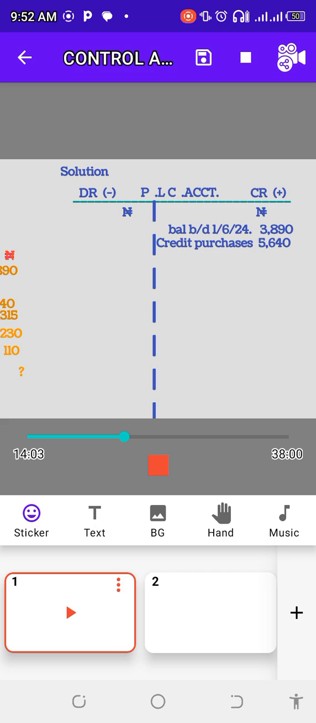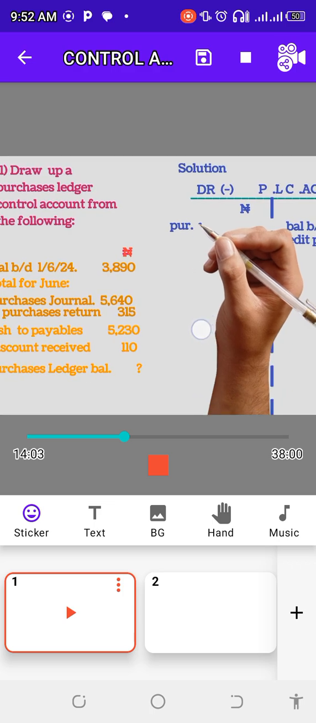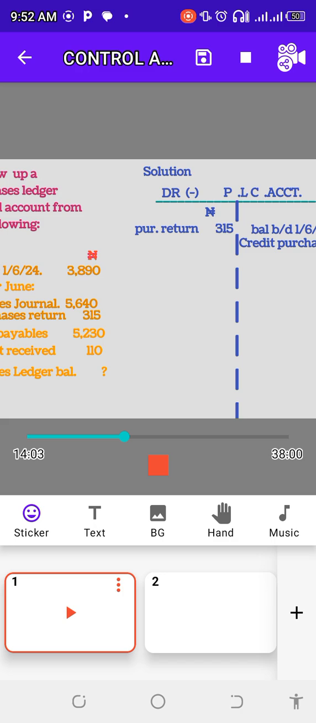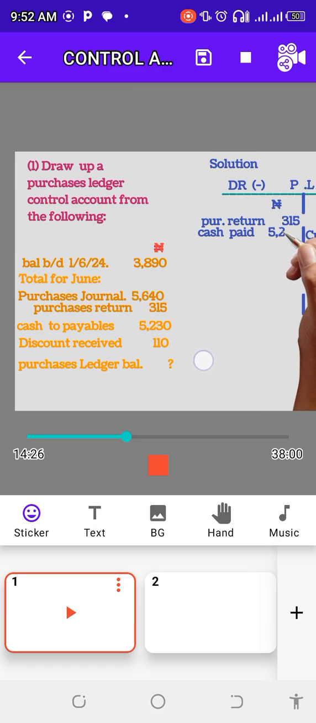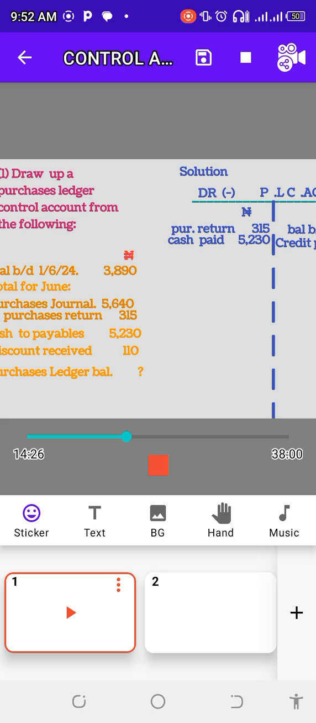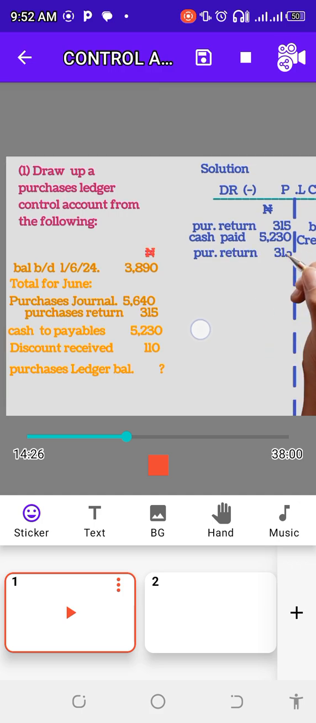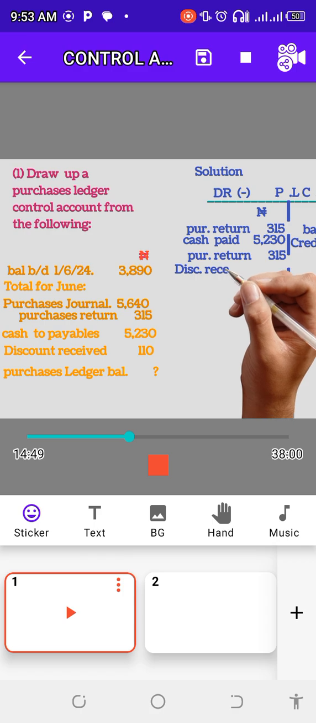Then the next item there is purchases return. Yes, purchases return is 315. It reduces the total payable. Then the next thing there is cash paid to supplier. It will also reduce the amount payable. Then discount received, or purchases return is there. Then discount received also reduces it.